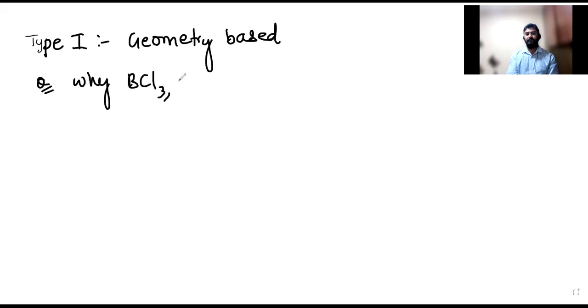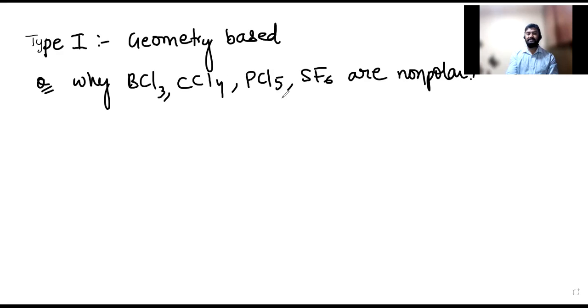BCl3, or let's say CCl4, or they can also ask why PCl5, why SF6, all of these are non-polar. When you get a question of this type, you can do it using the concept that I'm going to discuss today. So let's start. If you really want to do this, you have to draw the diagram. You can visit one of my lectures where I've discussed how to find the geometry of a molecule. I'll put that also in the description of the video so that you can go and watch that video on how to find the hybridization of substances in less time, or how to find the shape and everything.